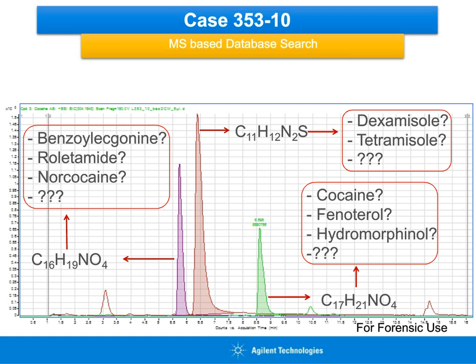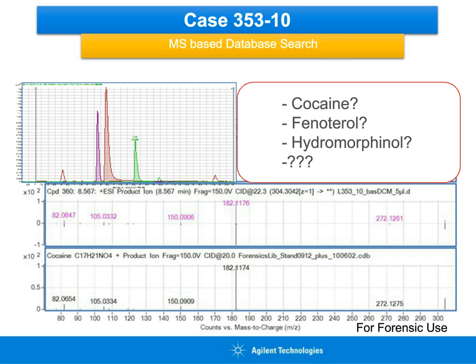So if we look at the green peak, the C17H21NO4, it could be cocaine, could be hydromorphanol or phenteranol. We take a look at that and the fragmentation of that particular compound, and we're able to do a comparison with our library and definitively identify that particular peak as being cocaine. So in this particular case, it was a fairly identifiable drug in terms of cocaine, but it certainly could have been a designer drug, a synthetic cannabinoid, or a bath salt as well.